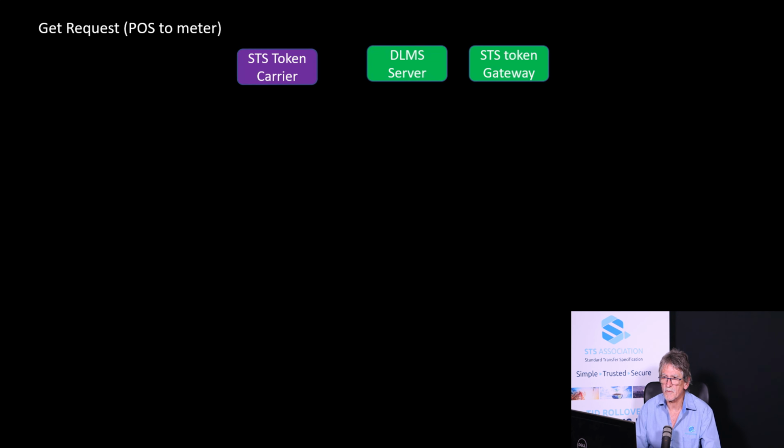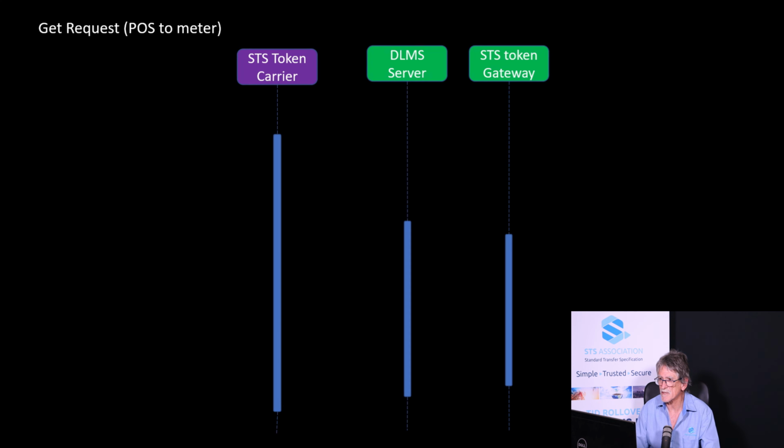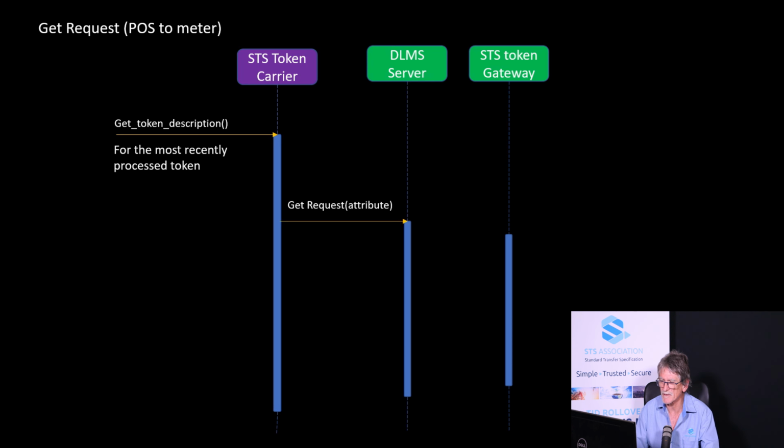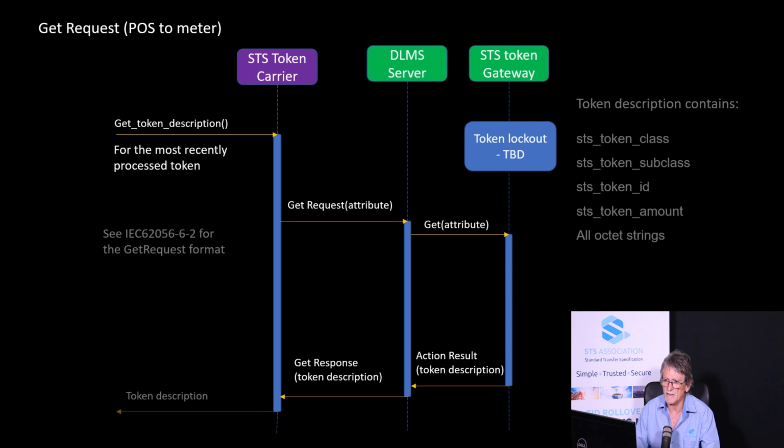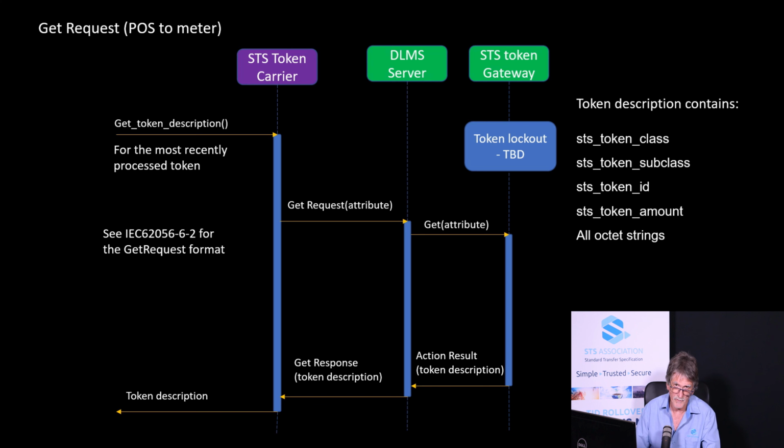Then there's a GET request, point of sale to meter, where you have the STS token carrier, the DLMS server, and the STS token gateway. Once again, you get information from the most recently processed token. The GET request, along with any attributes, go through to the server, through to the token gateway, and then an action result is generated, and it comes back through the token carrier to the head-end system, or the point of sale in this case, as a token description. And for this you need to see IEC 62056-6-2 for the GET request format.